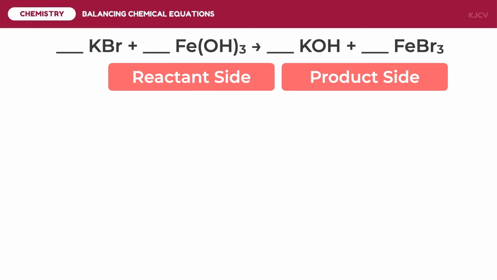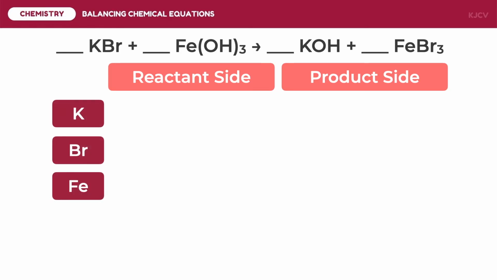Next, for this example, we have the reaction of potassium bromide and iron 3 hydroxide resulting in the formation of potassium hydroxide and iron 3 bromide. Again, the first step in the inspection method is to identify the elements that are present in the reaction, and these are potassium, bromine, iron, oxygen, and hydrogen. We are going to compare the number of atoms for these elements in both the reactant and product side.